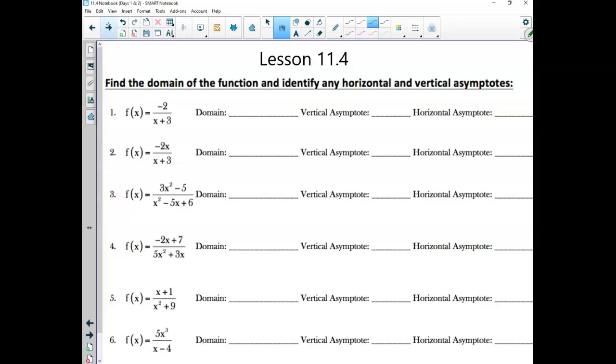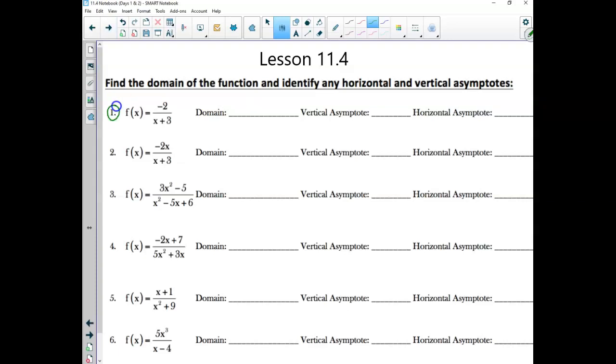Well, all we're going to do here is these first 6 problems are really pretty much a warm-up, and I'm going to refresh your memory here. All you're going to do is find the domain of the function and identify any horizontal and vertical asymptotes. So I'll do number 1 with you quick, then I'm going to hit pause and have you fill out the rest of them.